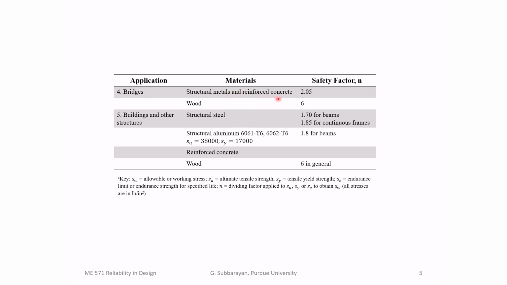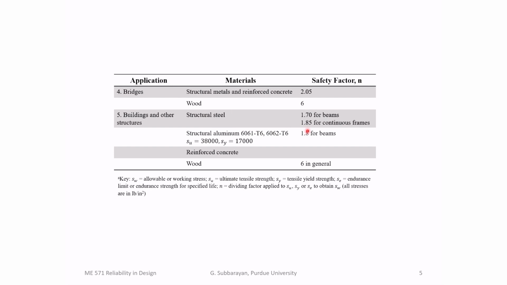Bridges, if it is structural metals and reinforced concrete, its factor of safety is around 2. If you have a wooden bridge, the factor of safety is 6, again because we have less confidence in our understanding of the failure of wood, the strength of wood. It has more variability with grain orientation, etc.